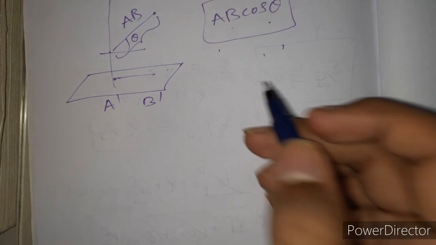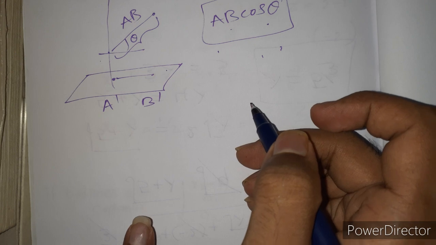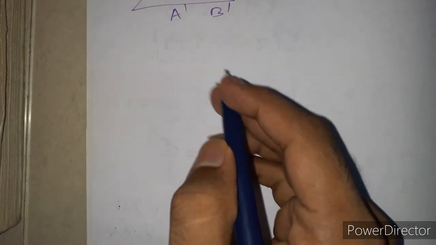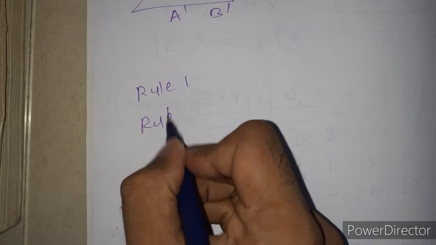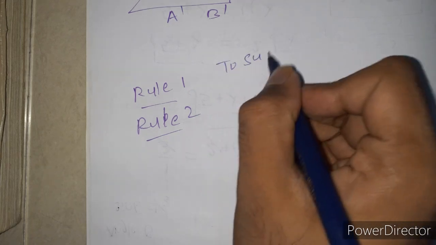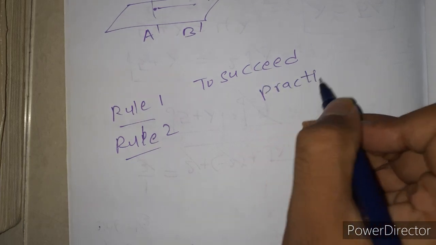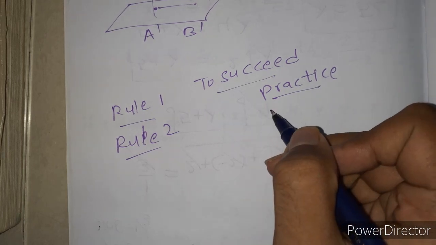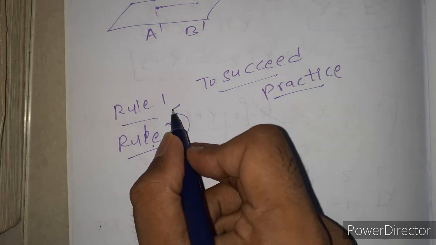Yes, these problems are simple if you just use the logic and the formulas. As I told, 3D geometry makes you simple if we think out of the box. And I'm suggesting you two rules. Rule number 1, rule number 2. So, rule number 1. To succeed as a JEE aspirant, you need to practice more and more. So, practice makes a man perfect. You know that, right? So, the more problems you practice, the more you will succeed. And rule number 2, never forget rule number 1.